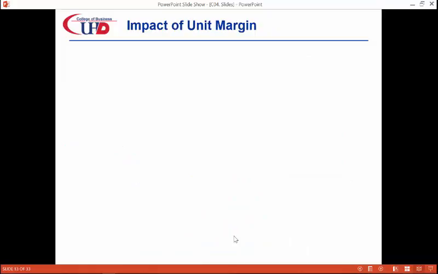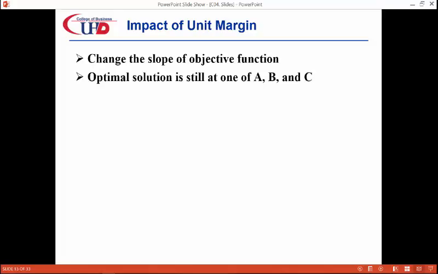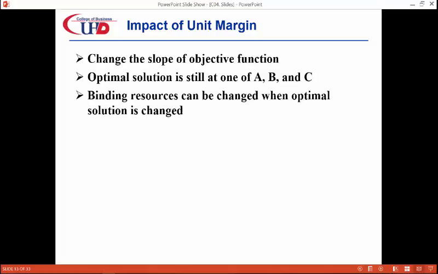Now, here we can summarize the impact of the margin changing. It will change the slope of the objective function. The optimal solution may or may not change, depending on how much the margin is changed. But the optimal solution is still on one of the corner points. The binding resource may or may not change, depending on whether the optimal solution is changed. The reason for this observation is that the unit margin is the coefficient in the objective function.